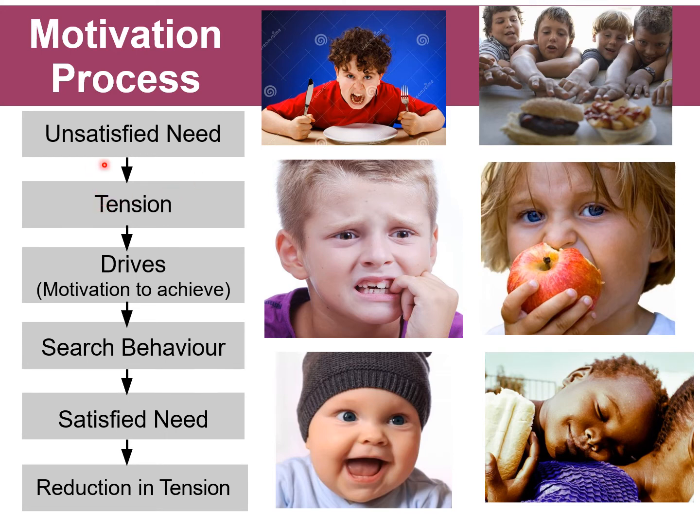This unsatisfied need gives a certain kind of tension or anxiety to a person. So this is the second step, tension or anxiety. This tension creates an urge or drive in a person, and he starts looking for various alternatives to satisfy the drive. He thinks about different ways in which he can get that thing.